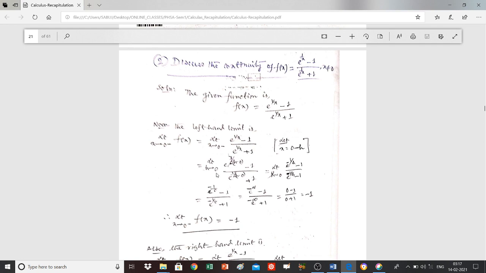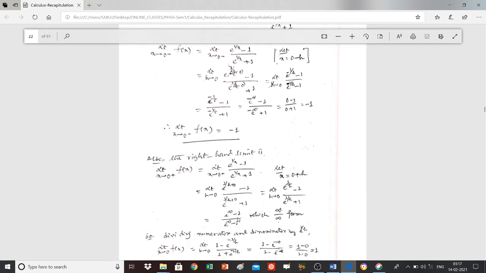So this limit then transfers to limit h tends to 0 of e to the power 1 by (h minus 0), minus 1, by e to the power 1 by (h minus 0), plus 1. After simplification you obtain the left hand limit as minus 1. And now you have to calculate the value of the right hand limit, limit x tends to 0 plus f(x).